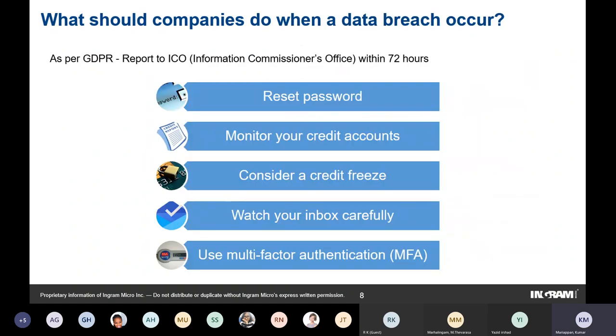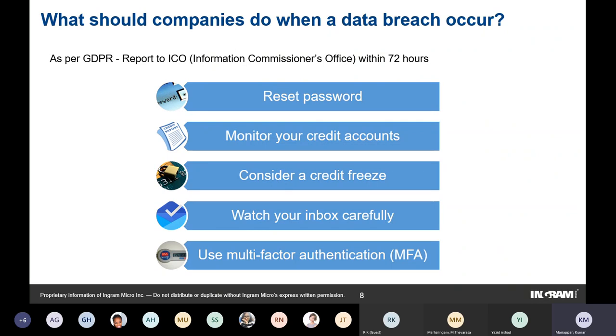So what should companies do when a data breach occurs? As per GDPR, I reference GDPR here because it is one of the well-known standards these days when it comes to data breaches. As per GDPR, you have to report a breach within 72 hours. Along with that, you need to do certain things: reset the passwords, inform people, monitor your credit accounts, and consider a credit freeze so that your credit is not misutilized.